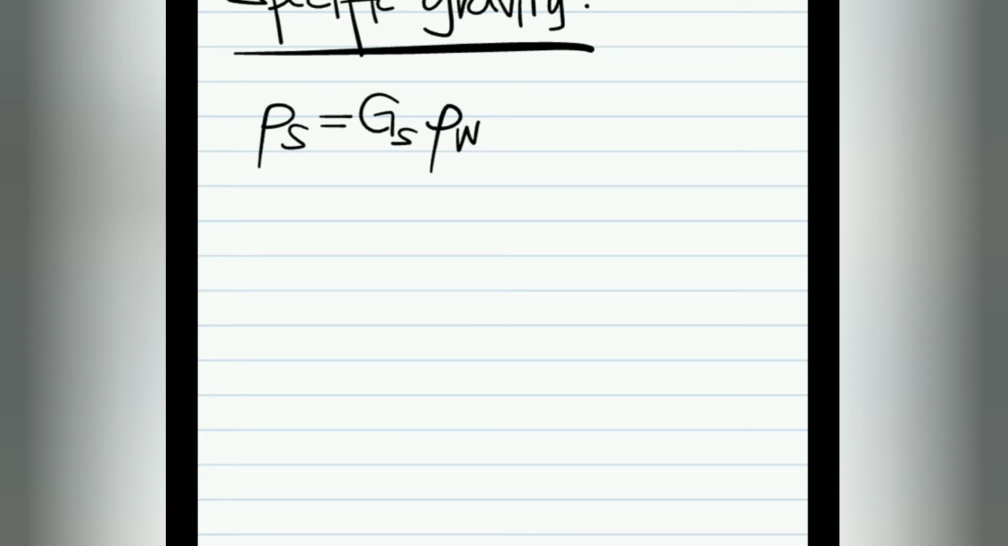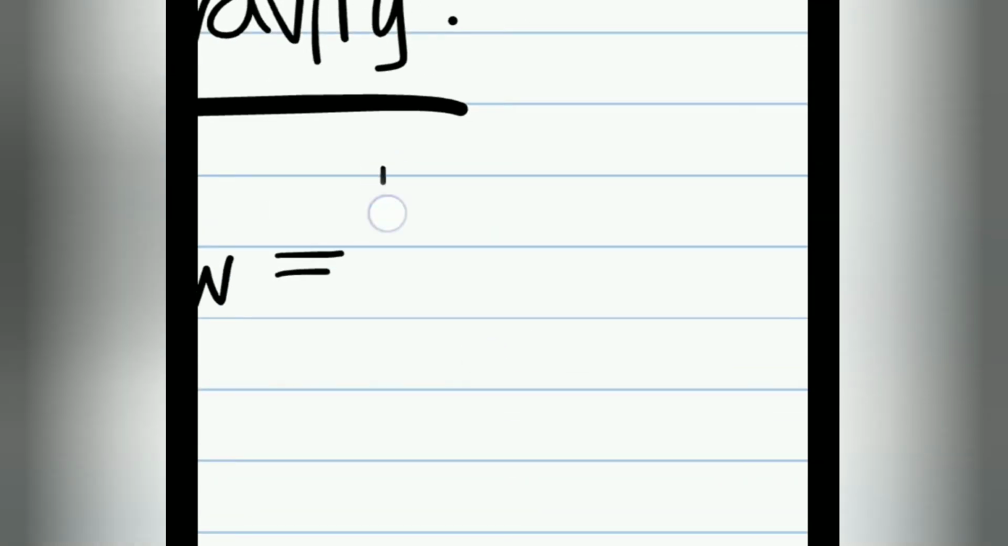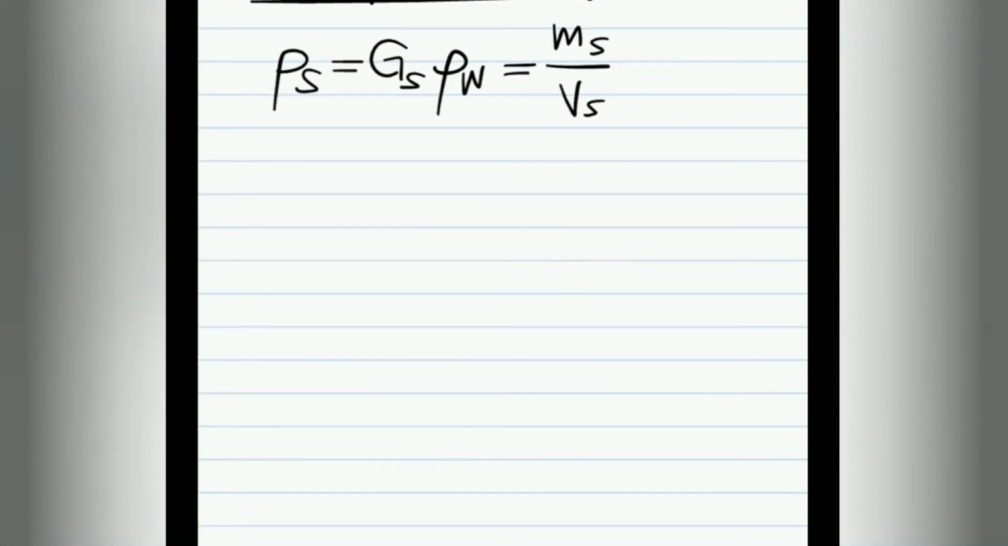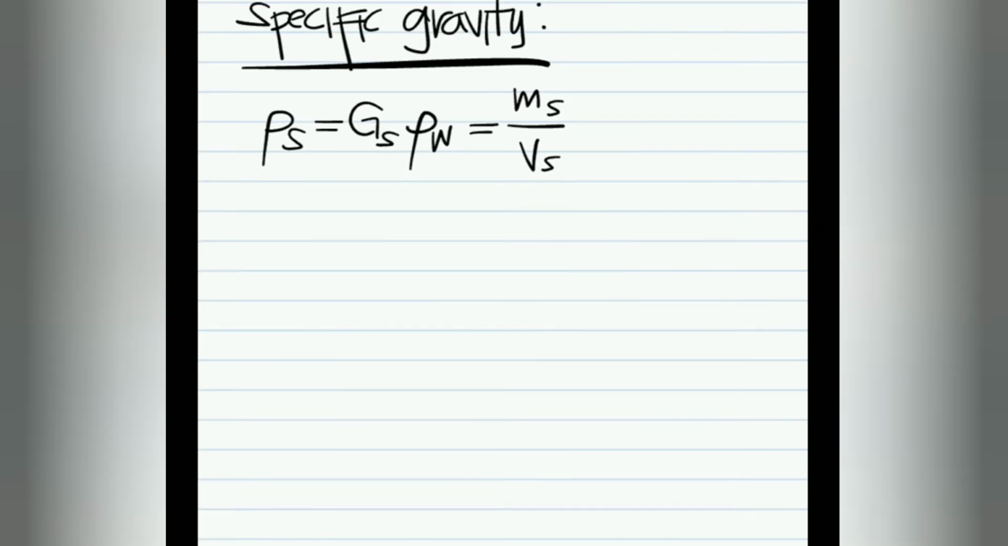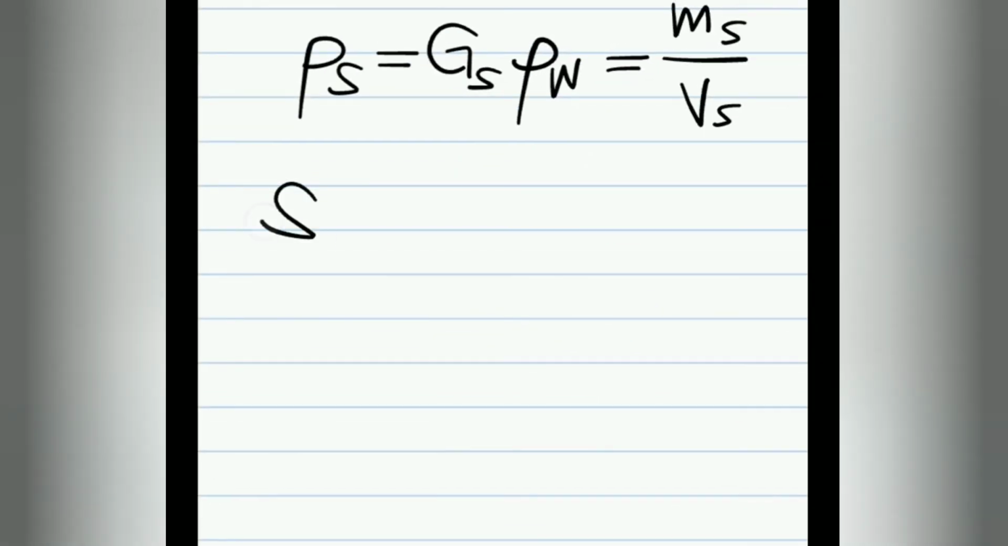And now, the formula for the specific gravity of soil, the density of soil, is this one, which is also true by equating it to mass of solid over the volume of solid, because this is density, mass over volume. So this is just a new formula for the rho of solid or the density of solid. Now let's move on to the different states.